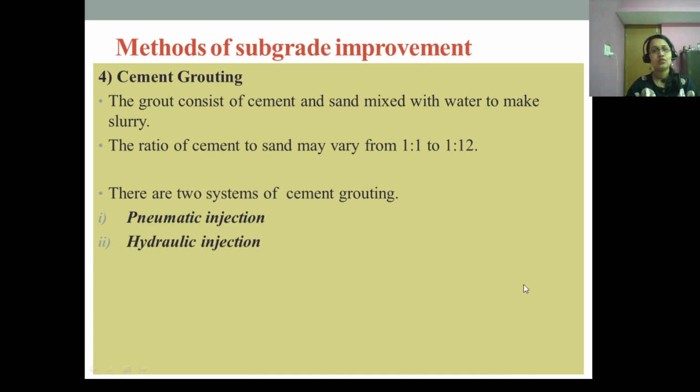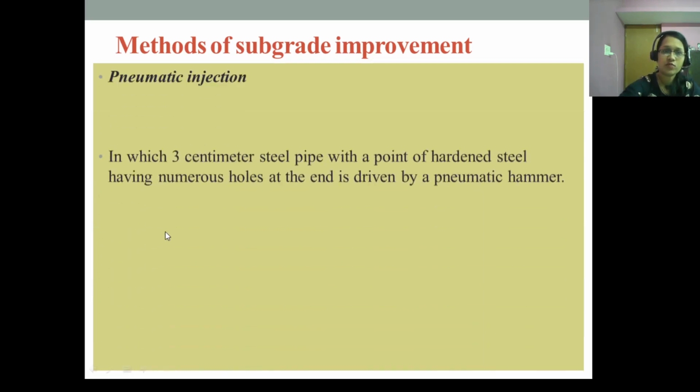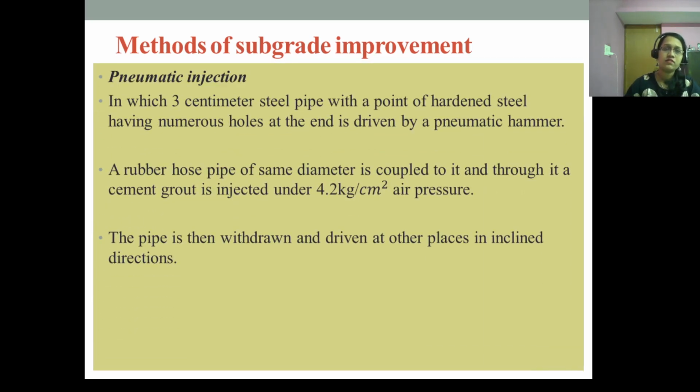Normally there are two types of cement grouting. We have the pneumatic injection and the hydraulic injection. Let us understand what this pneumatic injection is. In this, a 3 centimeter steel pipe with a point of hardened steel having numerous holes at the end is driven by a pneumatic hammer. A rubber hose of the same diameter is coupled to it, and through it a cement grout is injected under a 4.2 kg per centimeter square air pressure. The pipe is then withdrawn and driven at other places in the inclined direction.